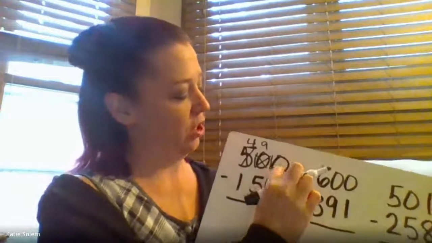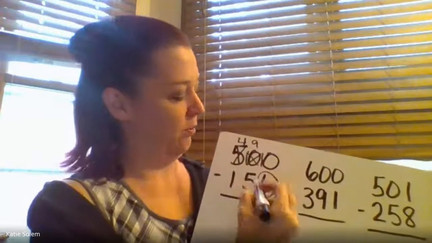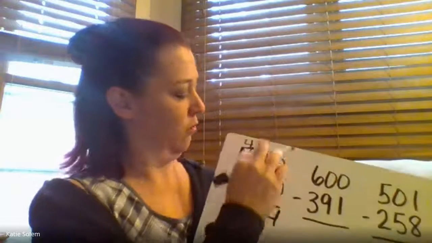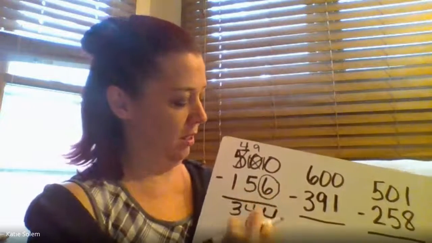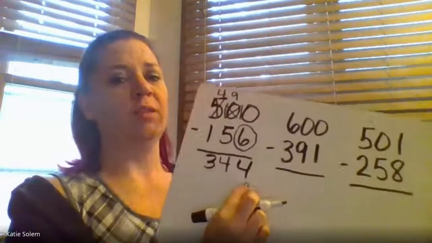So we'll do our subtraction. 10 minus 6 is 4. 9 minus 5 is 4. 4 take away 1 is 3. 344. That's a little tricky, so let's try another one.